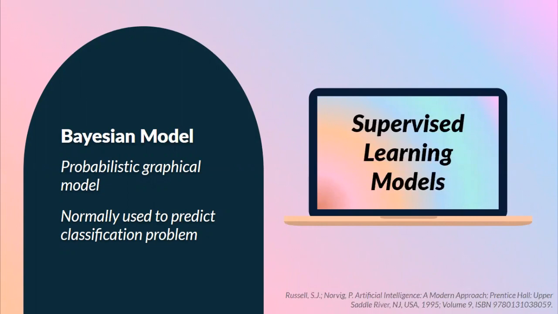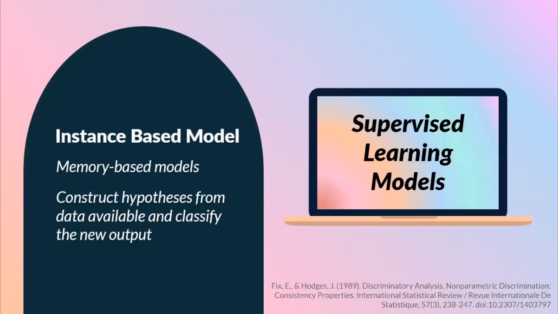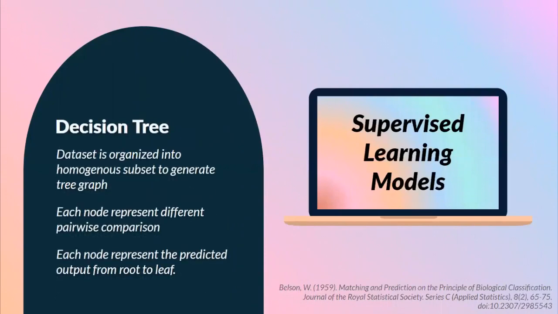Another type of supervised learning model is the Bayesian model. This Bayesian model is a probabilistic graphical model and is normally used to predict classification problems by using probabilities. Then another model is the instance-based model, which is a type of memory-based model. This model constructs the hypothesis from the available data and classifies into the new output. Next, decision tree. A decision tree organizes the data set into homogeneous subsets to generate a tree graph. In the tree graph, each node represents a different pairwise comparison, and the predicted output is reached from the root to the leaf.